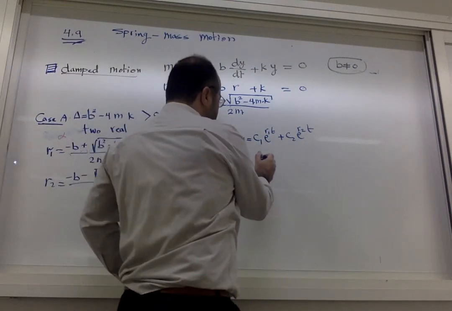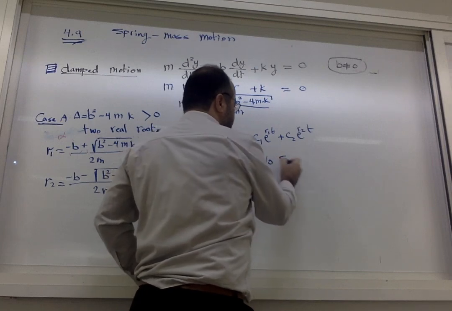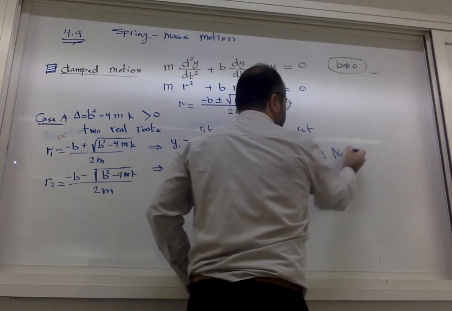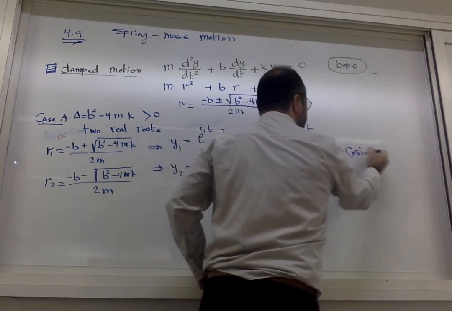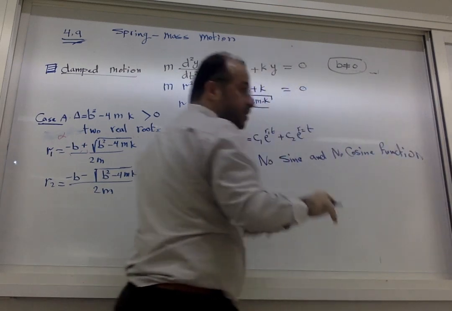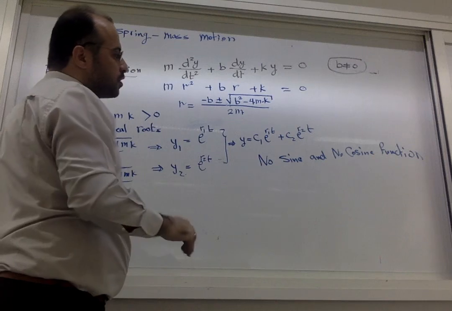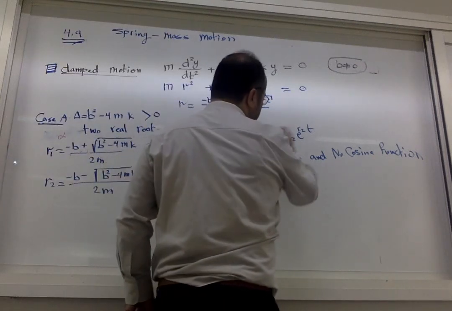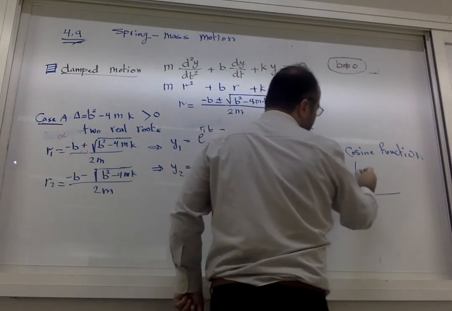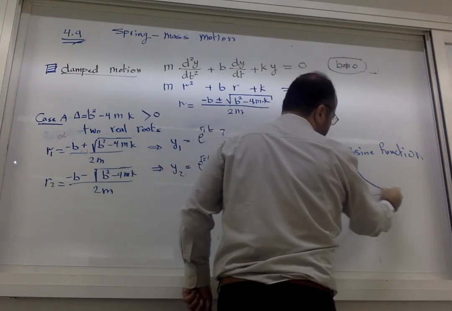Do we have sine and cosine when you get real roots? No sine and no cosine functions. For this reason, you don't have harmonic motion anymore. So if you go and graph this, you may have a graph which looks like this.